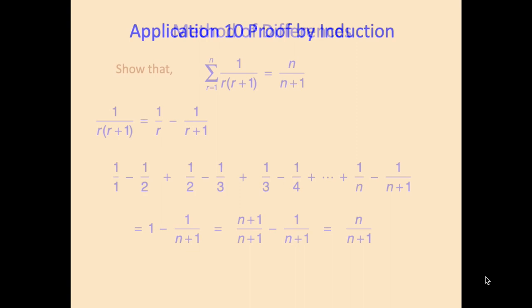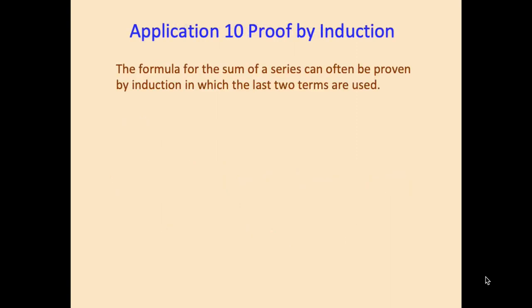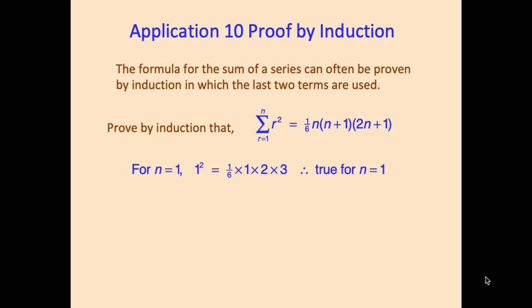Proof by induction. The formula for the sum of a series can often be proven by induction, in which the last two terms are used. Here's a fairly common example. Prove that the sum of r squared from r is 1 up to r is n is 1/6 n times n plus 1 times 2n plus 1.